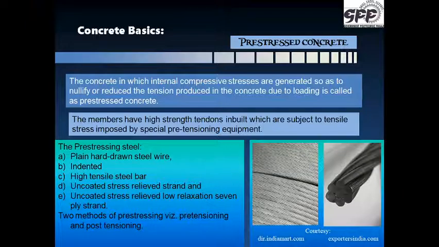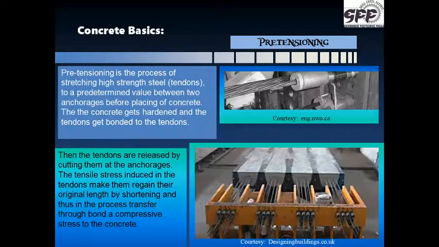Primarily, we know that there are two methods of pre-stressing. In order to achieve pre-stressed concrete, we have two methods. First one, pre-tensioning. Second one, post-tensioning. Over here in the pictures, you can see the strands. You can see how they are together. They are forming a cable. So that's how the reinforcement is used in pre-stressed concrete.